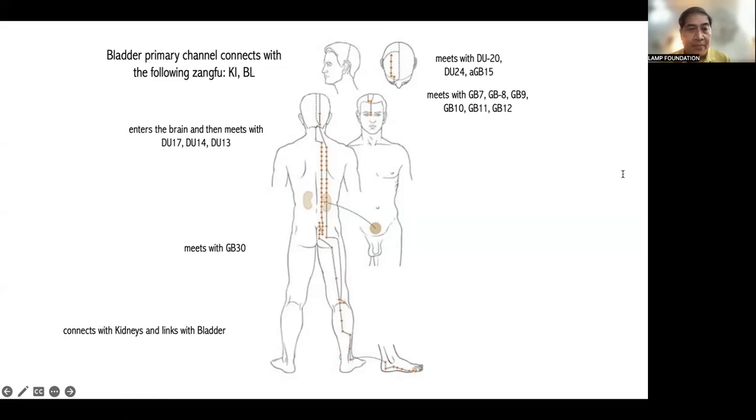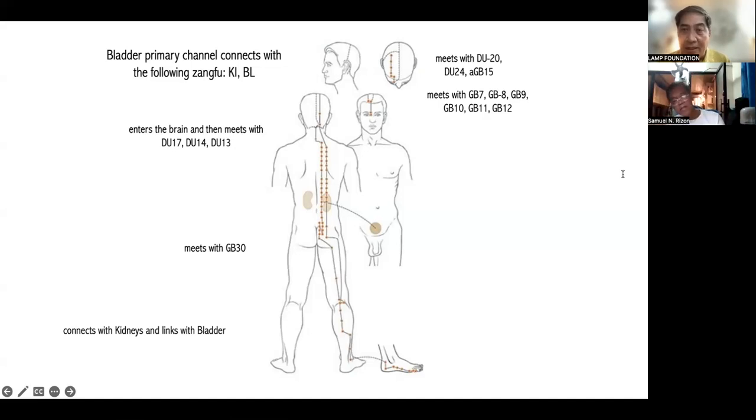Another branch separates in the lumbar region, as you can see from the figure, and it crosses the buttock and descends to the popliteal fossa of the knee.